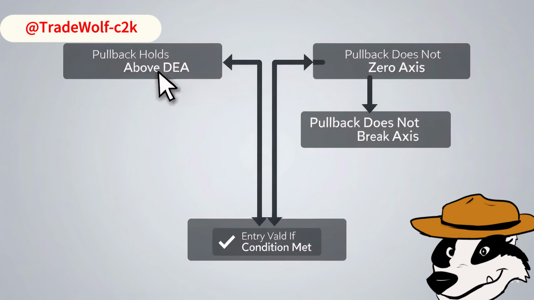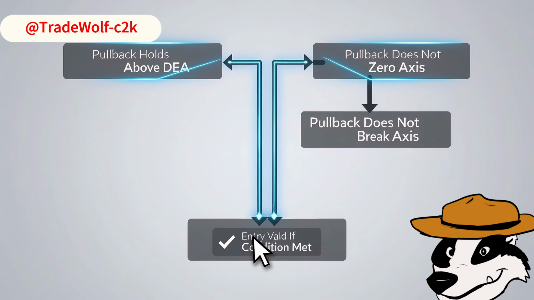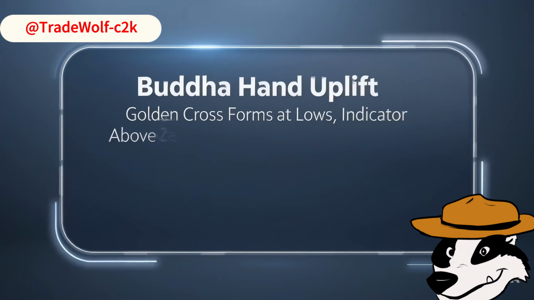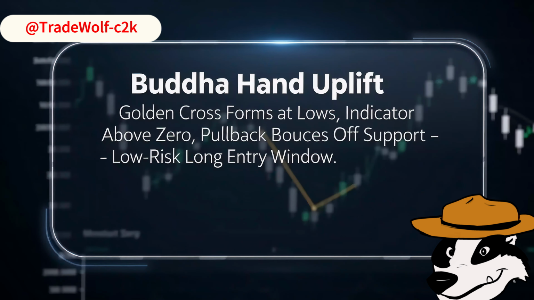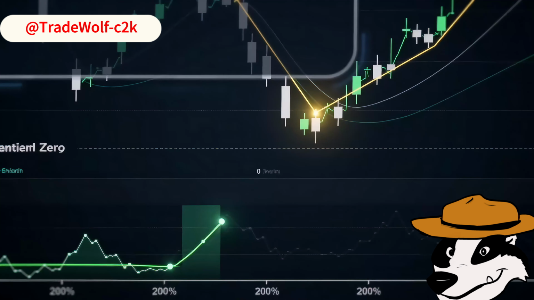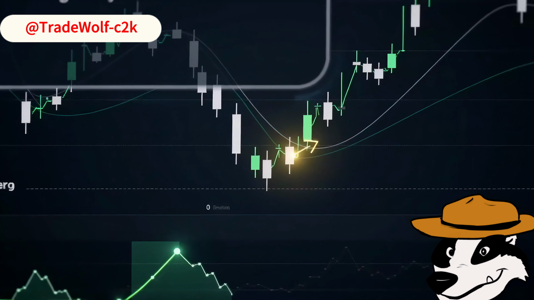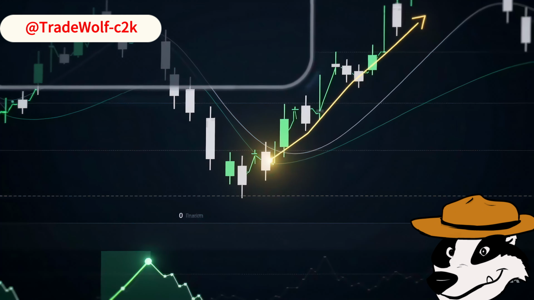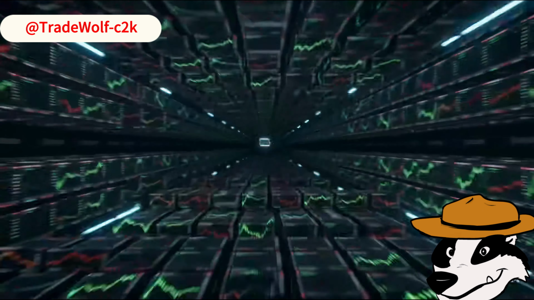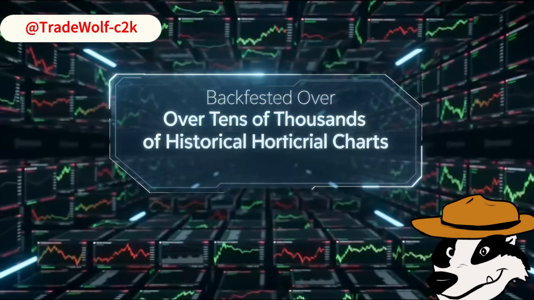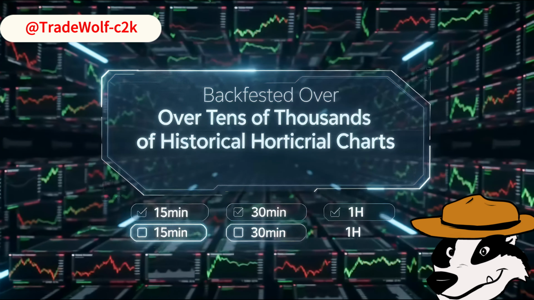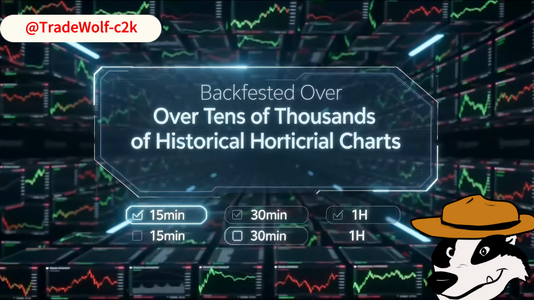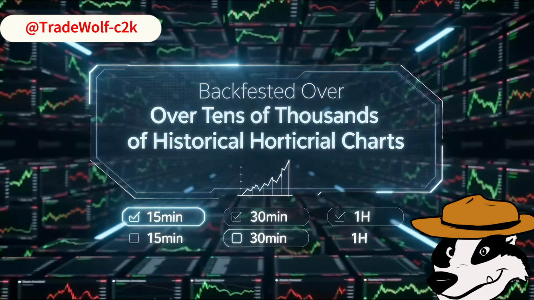You satisfy entry criteria if either validation rule holds. Price pulls back without breaking the DEA slow line, or the retracement never crashes through the zero axis support level. Simplified validation summary for Buddha Hand Uplift: golden cross forms at lows, indicator moves above zero, pullback bounces off support, low-risk long entry window. Backtesting across tens of thousands of historical charts confirms that on 15-minute and higher time frames, this pattern delivers far more stable signal reliability.